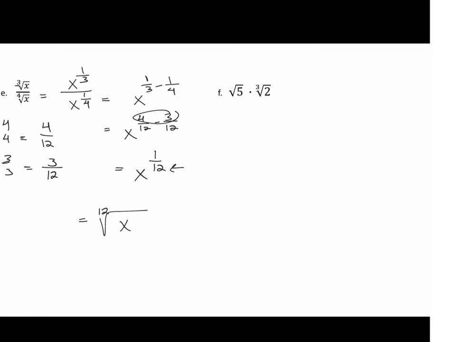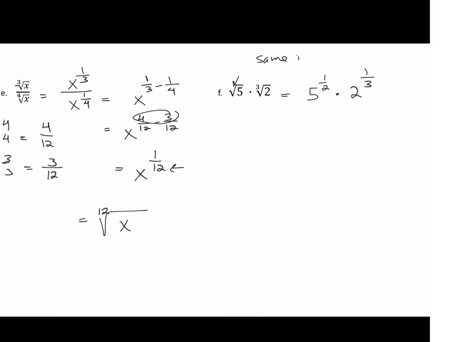Then for F, I need to change these to rational exponents. So 5 to the 1 over the index of 2 times 2 to the 1 over the index of 3. Okay. Well, those are simplified, right? So what do I need to do to these? I need them to have the same index because I cannot put these numbers under the same radical unless they have the same index. So that's my goal here.